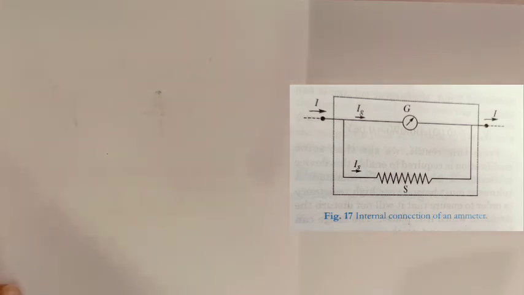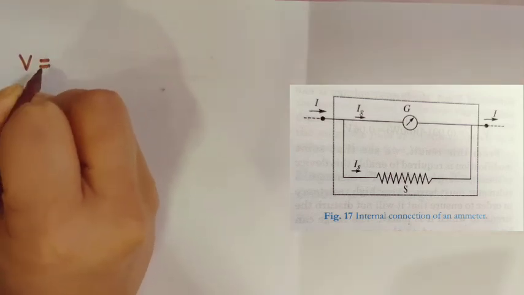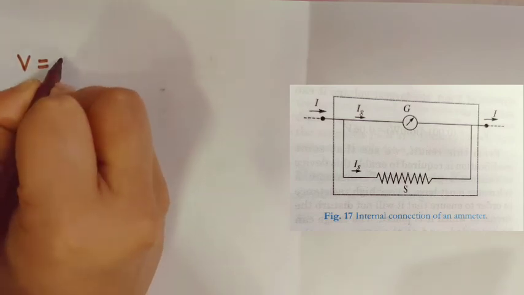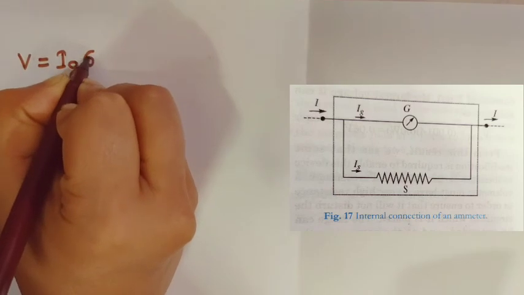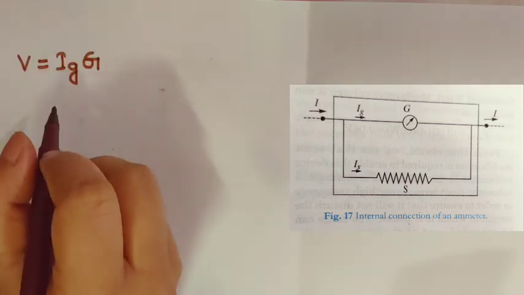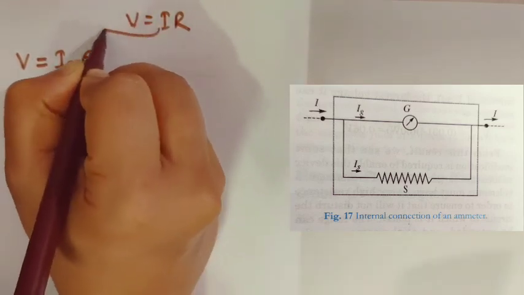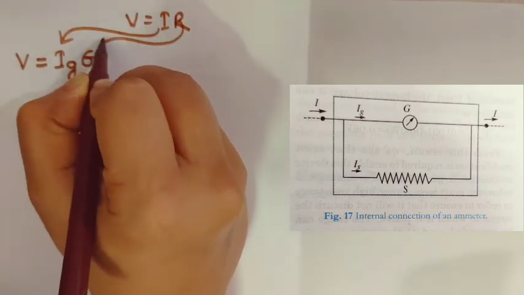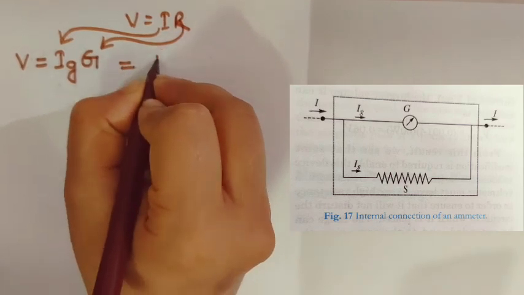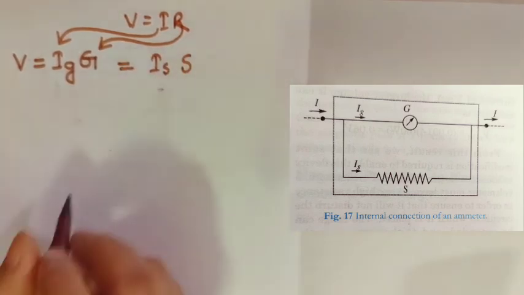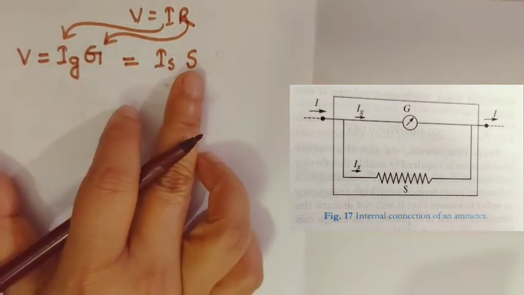You can see from this figure we can write one equation. We know from Ohm's law V is equal to IR, right? Here our I is Ig and the resistance of the galvanometer is G. So we can write V is equal to Ig into G, and is equal to Is into S. Similarly, the current and resistance for the S resistor are Is and S.